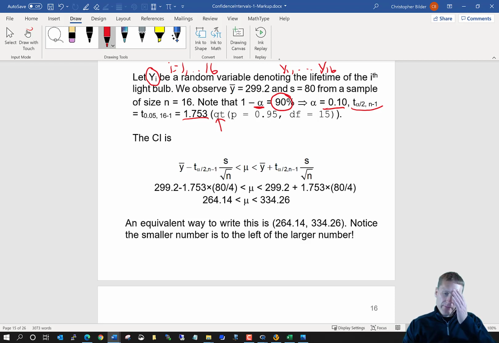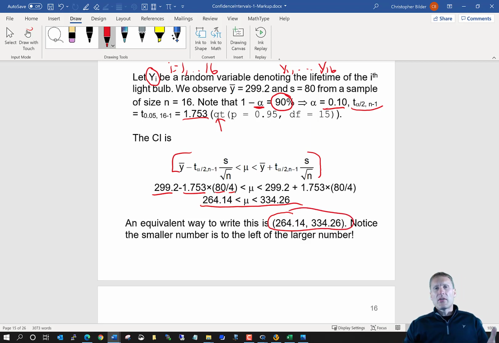So let's calculate the interval then. Here's my expression for the interval. I put in the mean, I put in the quantile from the t distribution, I put in the standard deviation, and I put in the square root of the sample size. And I get 264 is less than mu, which is less than 334. That's my interval. That's how I could state it. I could state it another way as well, where I say left parenthesis 264, comma, 334, right parenthesis. So I go from 264 up to 334. Mu is somewhere between those two numbers.